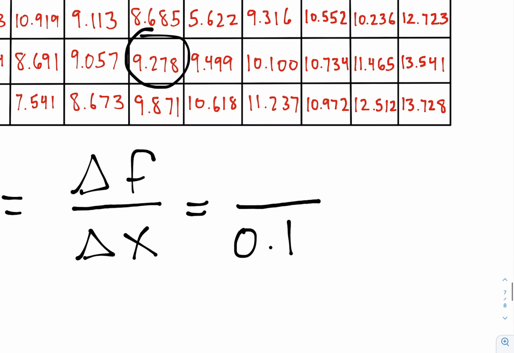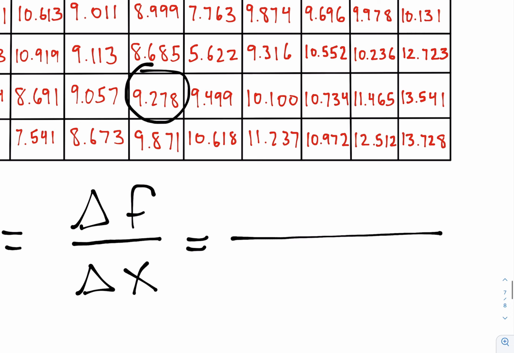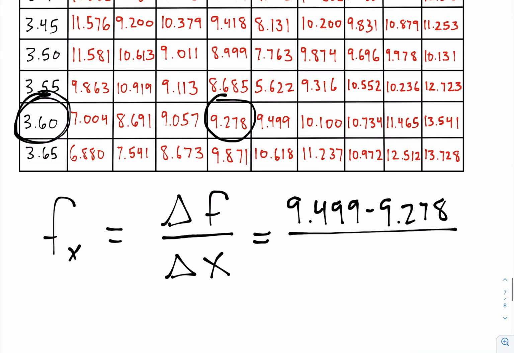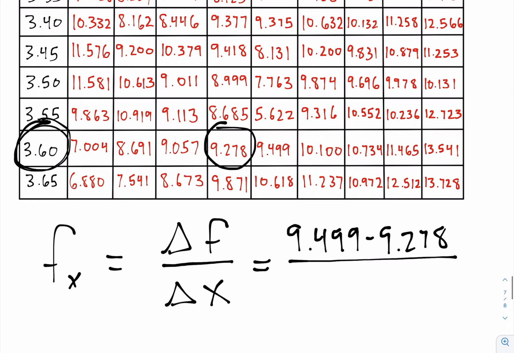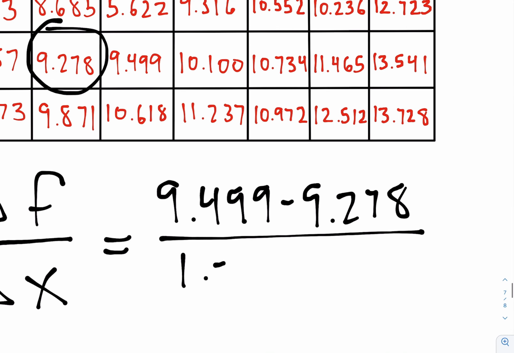So I'm going to give myself a bit more room here. This is our f2 minus f1. So f2 is 9.499 minus 9.278. And our delta x, that's just how much the x has changed. So that's just 0.1, but we can write it as 1.2, which is our new x value, minus 1.1, which is what we started with. This is the actual x value of our coordinate.